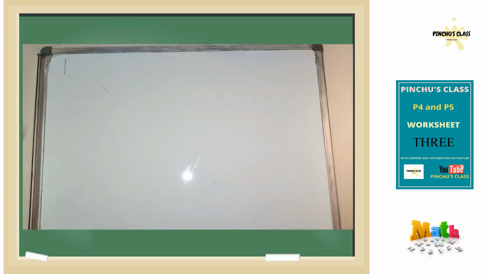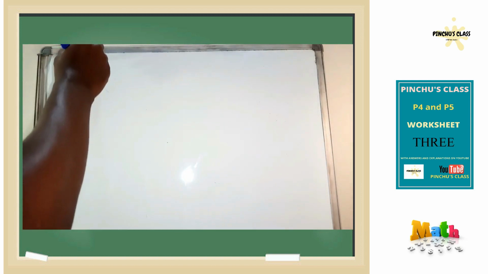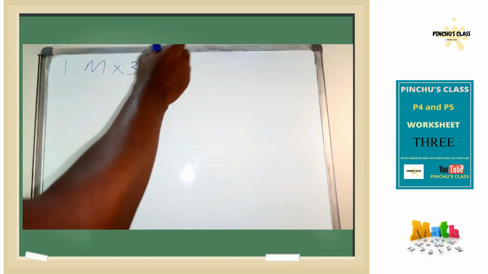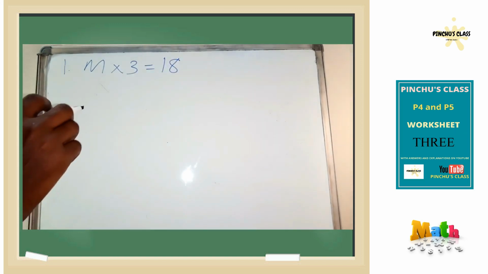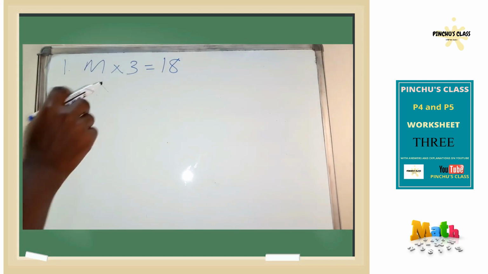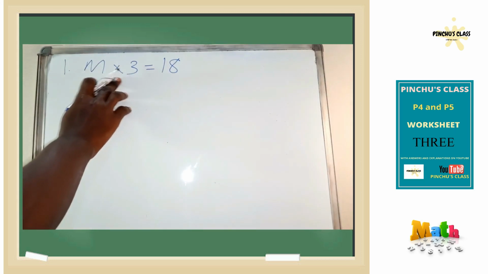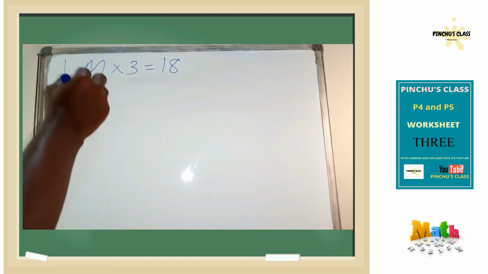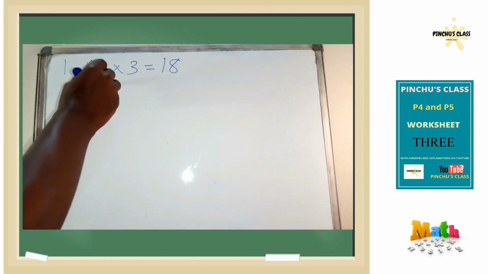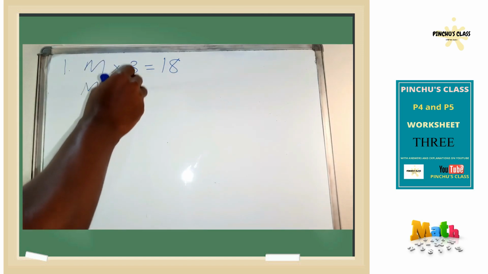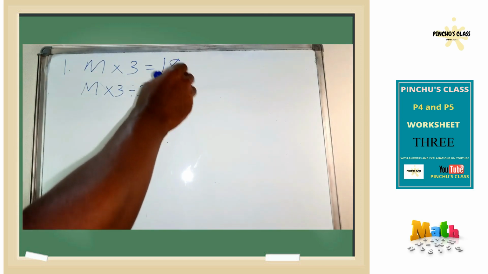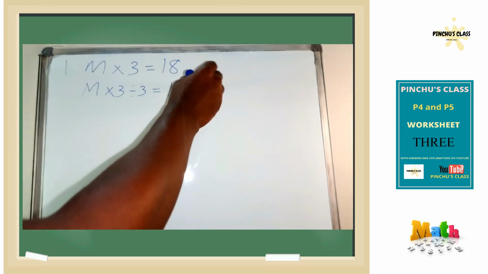M times 3 is equal to 18. So we have M times 3 gives us 18. Now the most important thing here is this sign. If it is a multiplication sign here, it means we are going to divide this number on both sides. For example, we're going to say M times 3 divided by 3 is equal to 18 divided by 3.